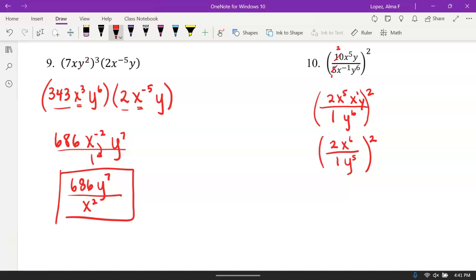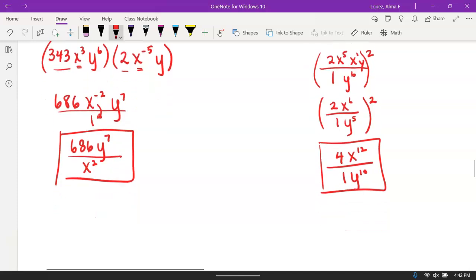Now I can raise everything to the 2nd power and it will be finished. 2 to the 2nd power is 4. X to the 6th raised to the 2 power. Power problem, multiply the exponents. That's x to the 12. 1 to the 2 power is 1, and y to the 5th raised to the 2nd power is y to the 10. Now I don't have to have the 1 there, but it's not hurting anything, so I'm going to leave it.